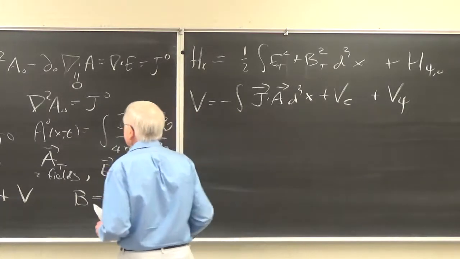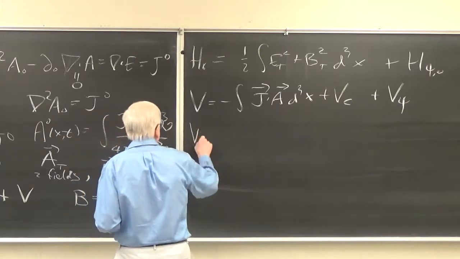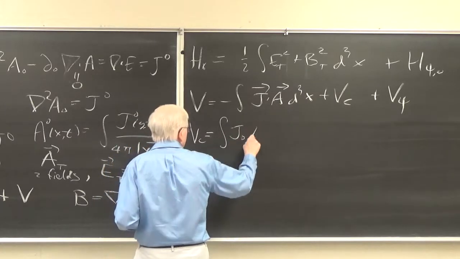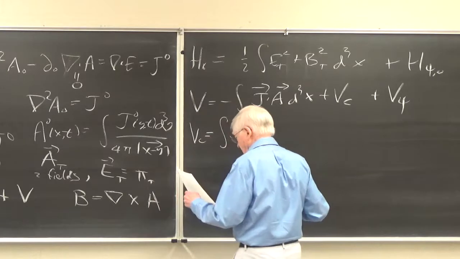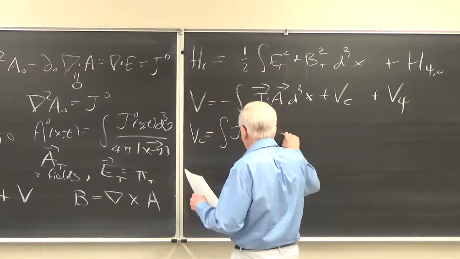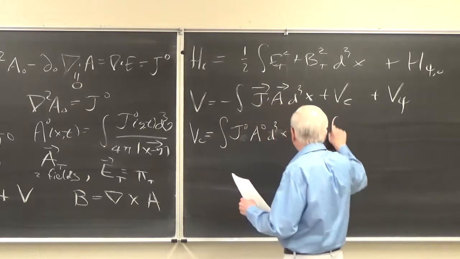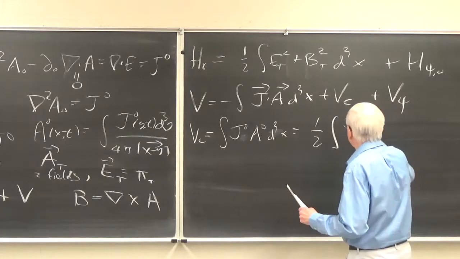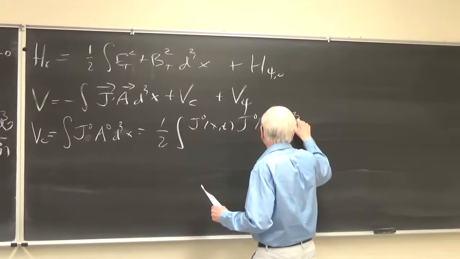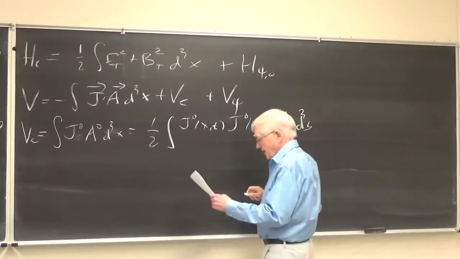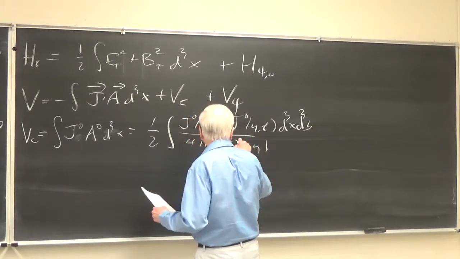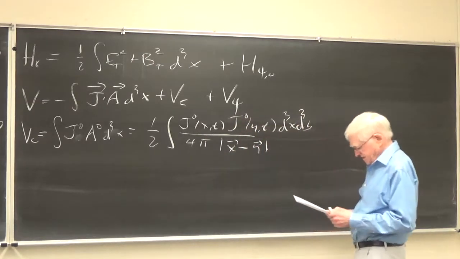The Coulomb potential energy is just an integral of J^0 A_0, or actually they're both upper. And so it's actually a half integral of J^0 of x and t, J^0 of y and t, d cubed x, d cubed y, over 4 pi |x minus y|. Okay, so that's the Coulomb potential energy.